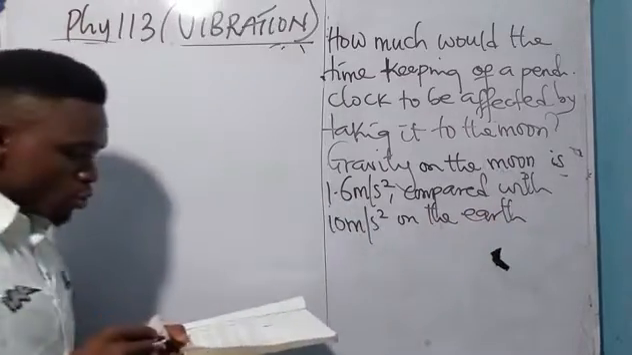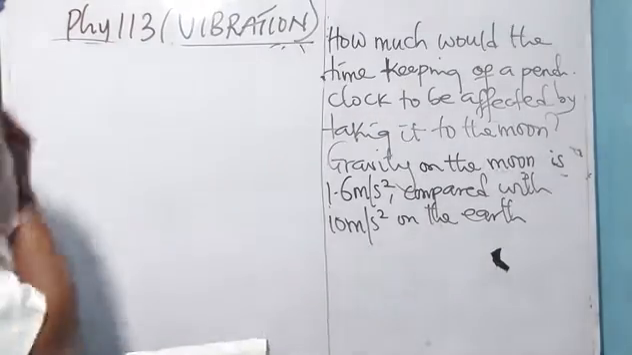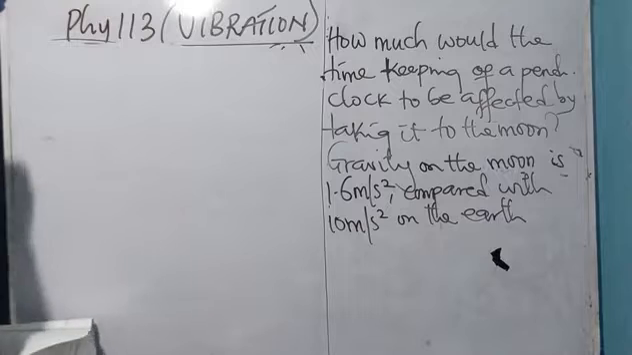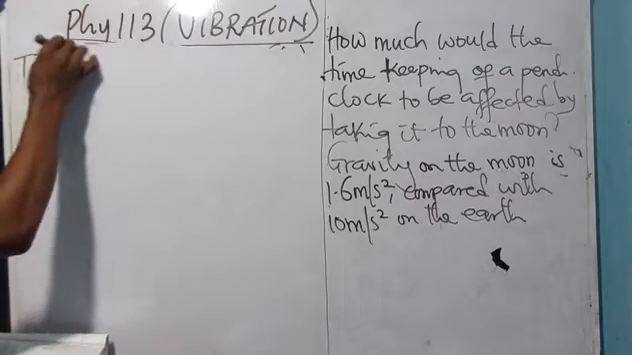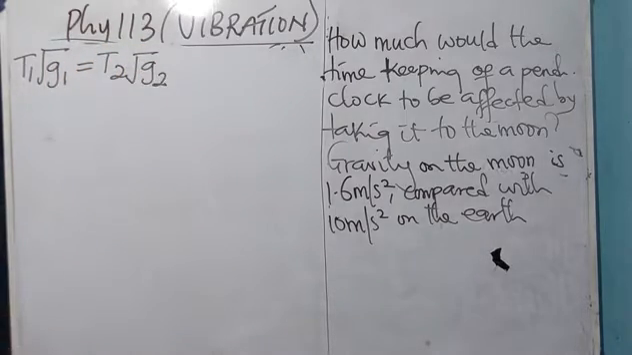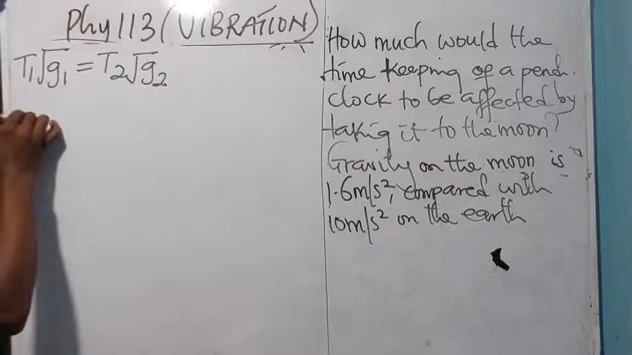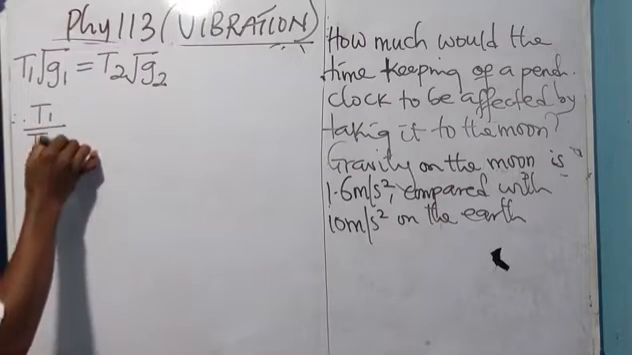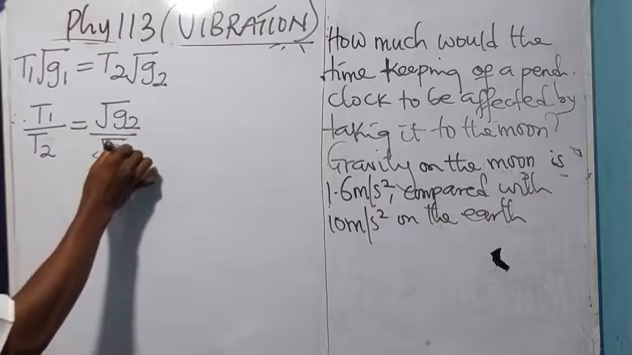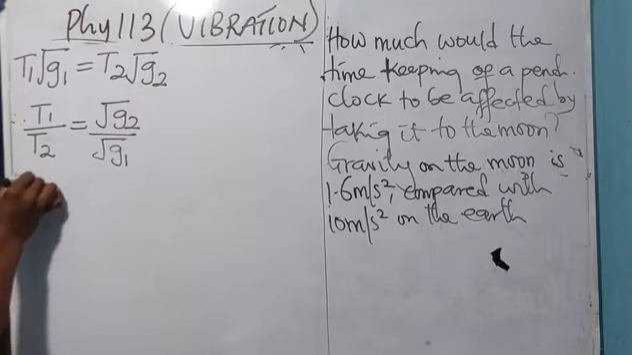All right, so what they're asking us is to look for the ratio of the period of the moon to the Earth. I gave us a formula earlier: T1 over the square root of g1 equals T2 over the square root of g2. So we look for the ratio of T1 to T2. Therefore T1 over T2 equals the square root of g2 over the square root of g1.